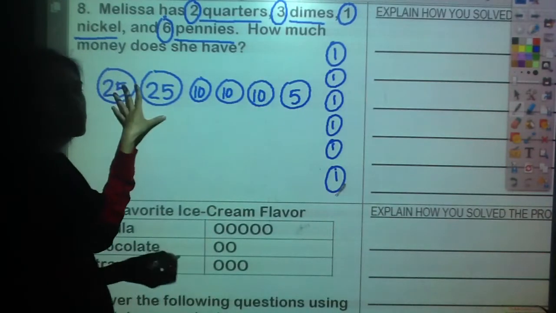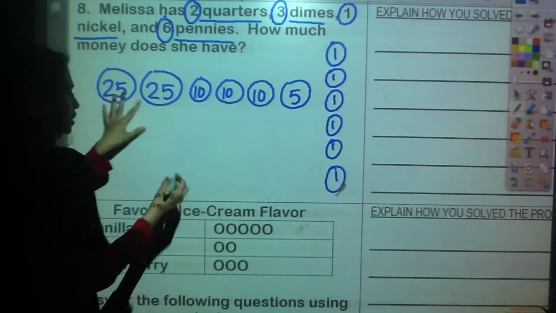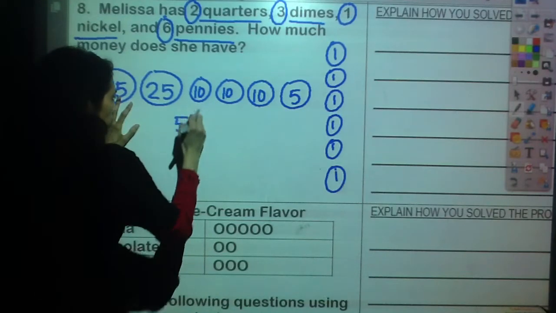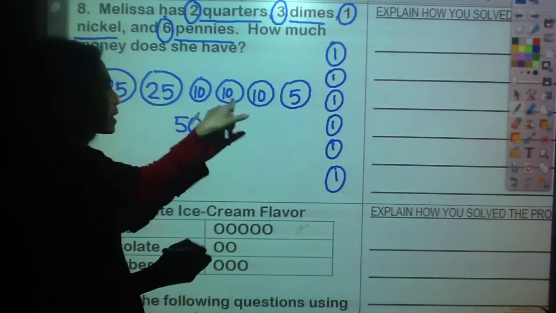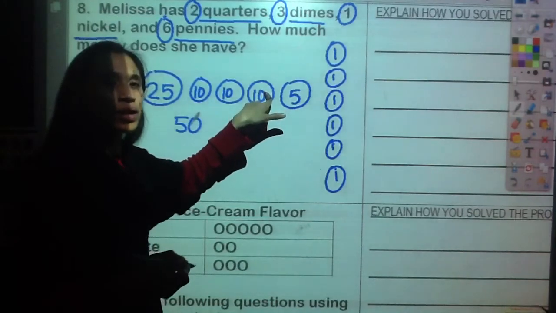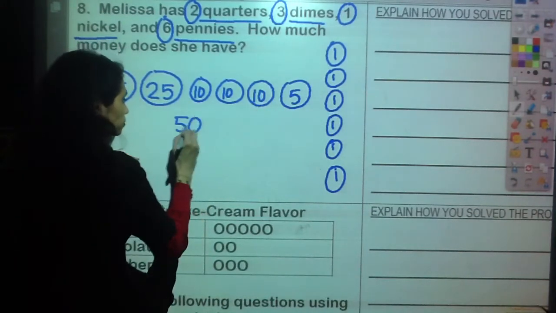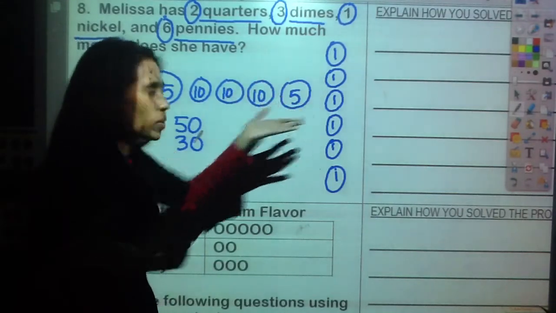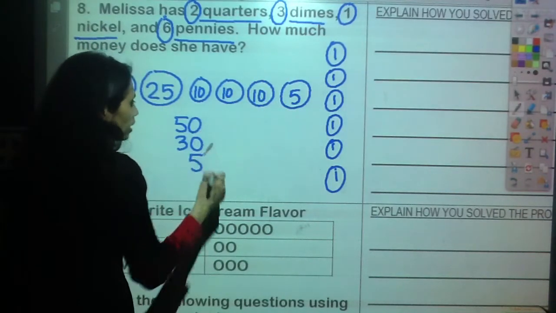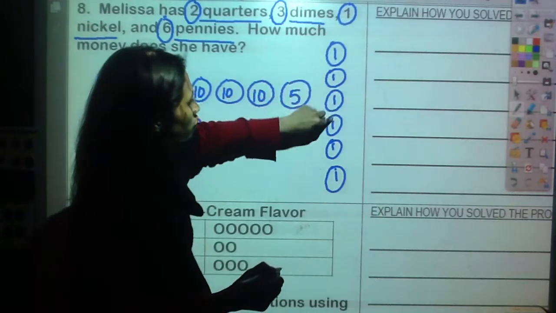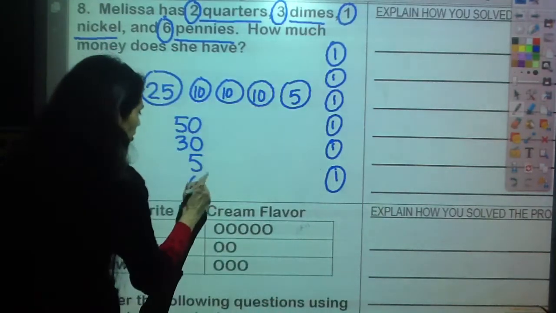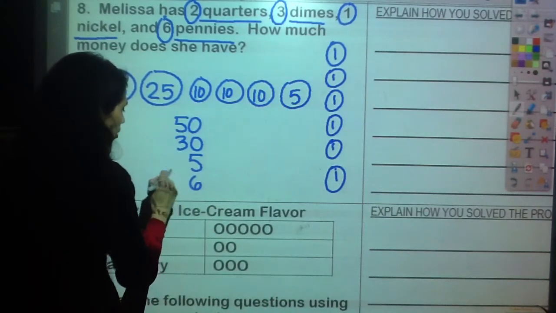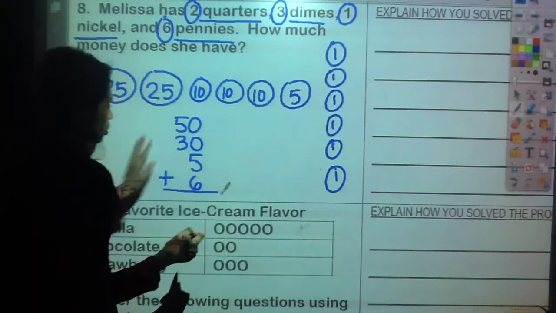25 and 25 make 50. So I'm going to write 50. How about the tens? 10, 10, and 10 make what? 30. And then 5 is just a nickel by itself, so we write 5. And then 6 pennies. 1, 2, 3, 4, 5, 6. Plus 6. And we have to do what? Add them all together. So let's start adding.